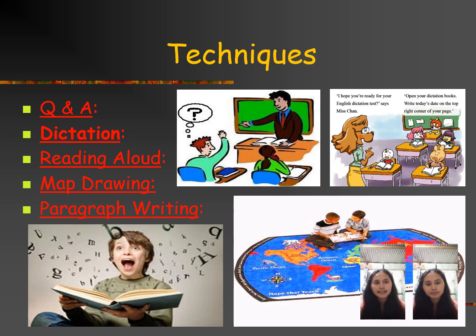The next is reading aloud. Students take turns reading sections of a passage, play, or dialogue out loud. And the next is map drawing. Students are given a map without labels. Then the students label it by using the directions the teacher gives. Then the next is paragraph writing. The students are asked to write a passage in their own words.